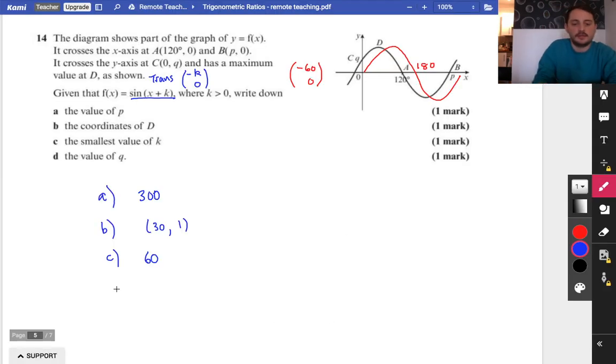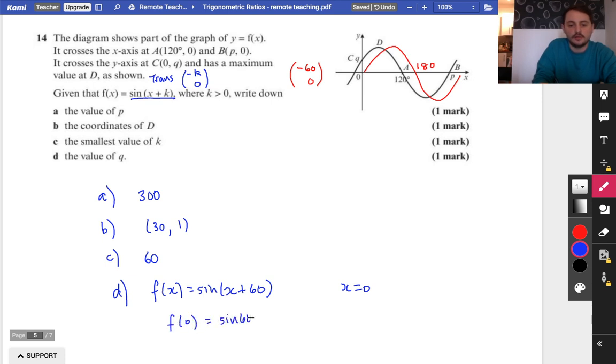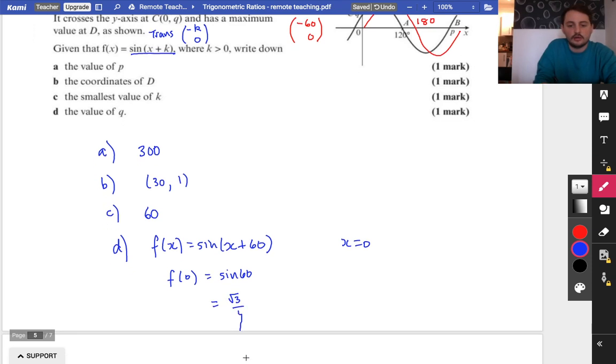Okay, and that might mean for the last bit, the value of q. So the value of q, we need to try and find out where does it cross when x equals 0. Well, we now know that f of x is the sine of x plus 60. And so we want to find out what is the value of y, in other words, what is this when x equals 0. So we will do f of 0, which is the sine of 60. And when you put the sine of 60 in your calculator, you get root 3 over 2. So the value of q is root 3 over 2.